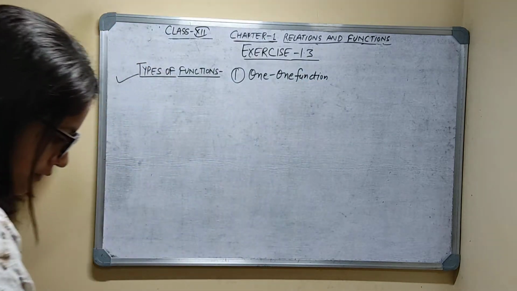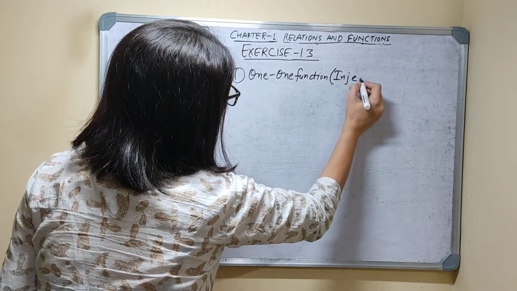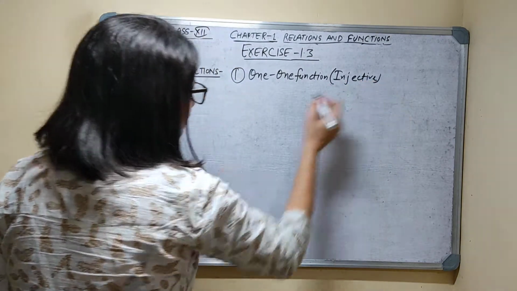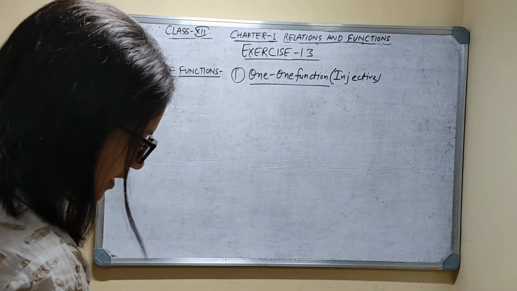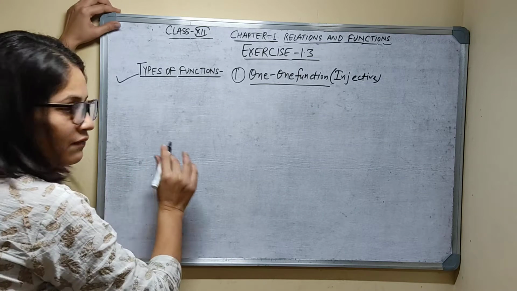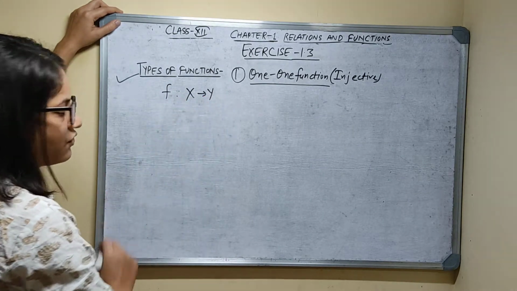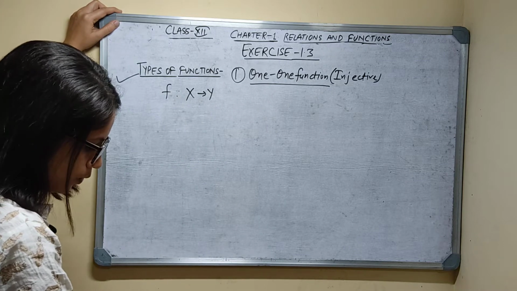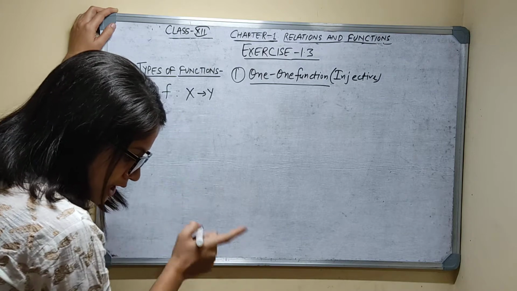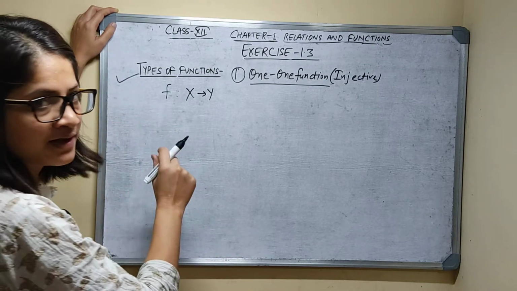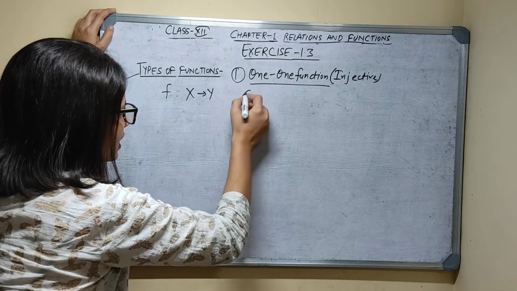1-1 function, or you can say injective function. What do you mean by 1-1 function? A function which is defined from x to y is called 1-1 if different elements of x have different images in y. I will explain you with an example.